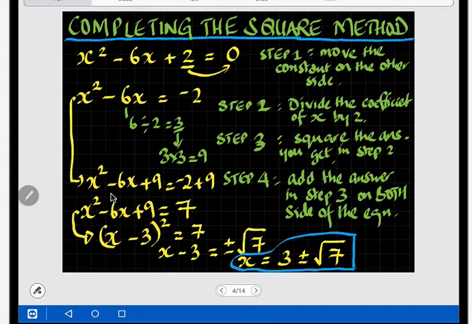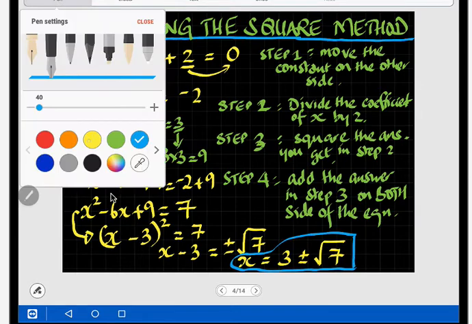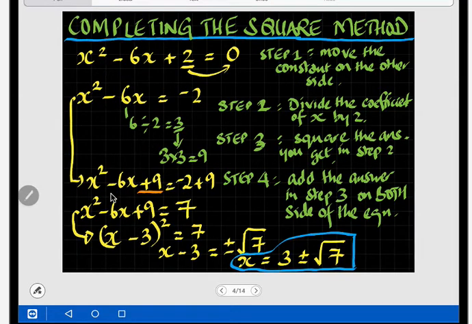So what did I do? My step 1, I move the constant in this equation to the other side. See, I move it here. Plus 2 becomes negative 2. Then step 2, I take the coefficient of x here, I divide by 2. I get a 3. Then I take the 3, I multiply by itself, I square it, I get a 9. Then with that 9, I add the 9 on both sides of the equation, right? Like here. Okay? Then I simplify. After I simplify, I get x squared minus 6x plus 9 is equal to 7.